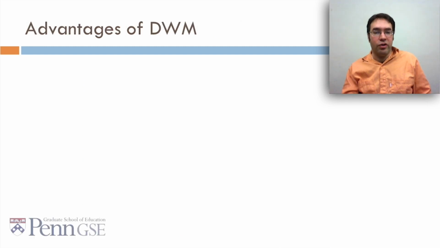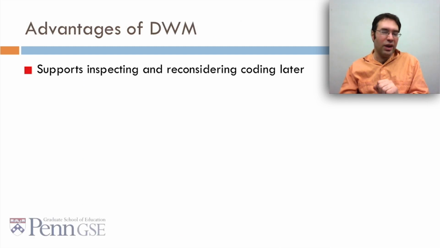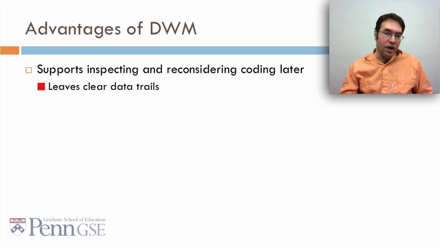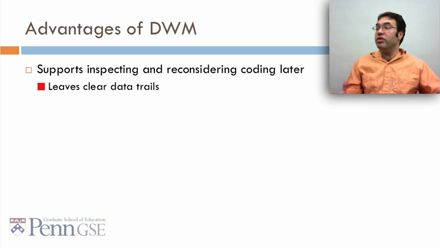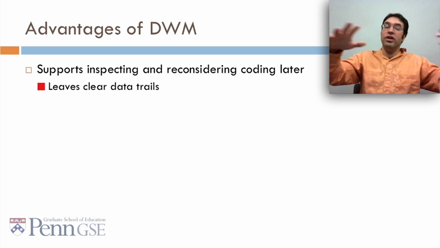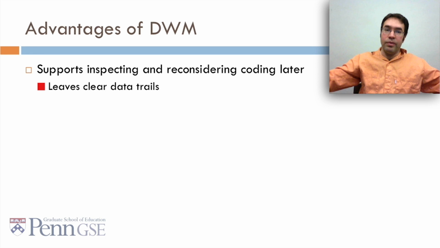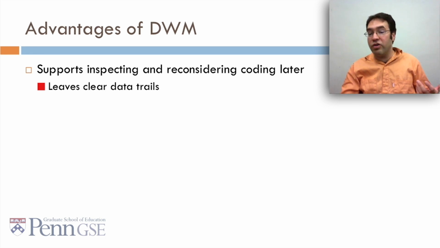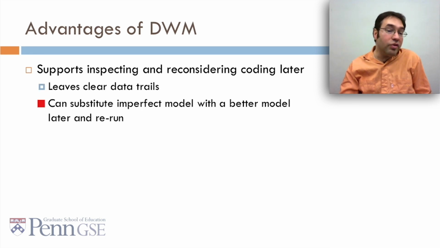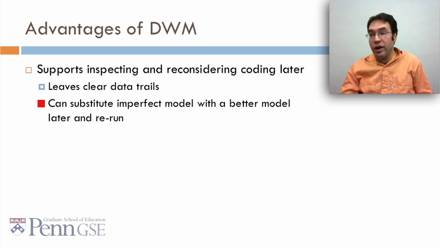Another advantage of discovery of models: it supports inspecting and reconsidering your coding later. It leaves clear data trails. You do DWM, and you can look and see the model, and you can see whether you trust the model, and maybe you want to take it out in some places and use a different model. Or maybe you want to say, here's where I trust it and don't. And you can substitute an imperfect model with a better model later and rerun. You can't do that with hand coding.